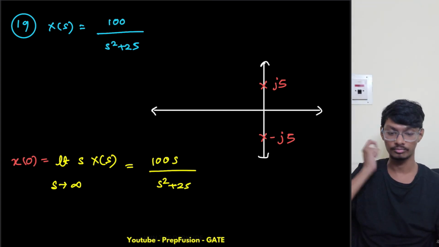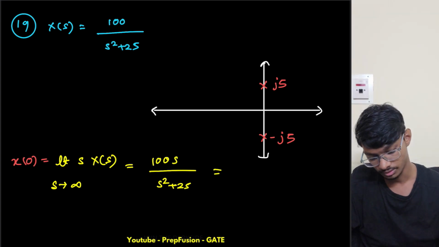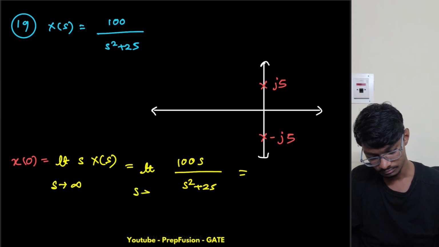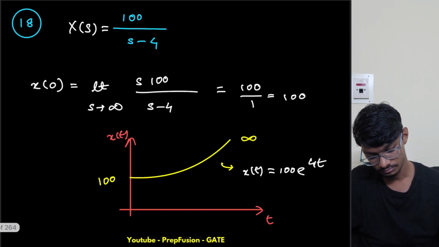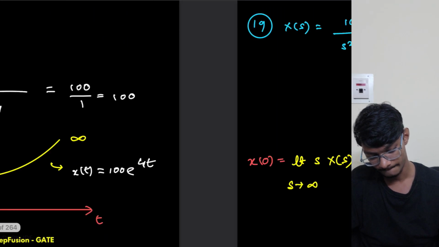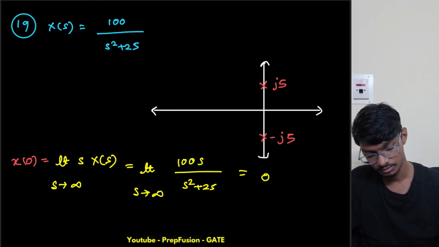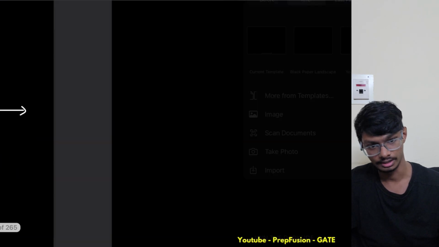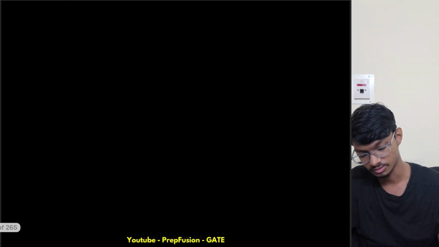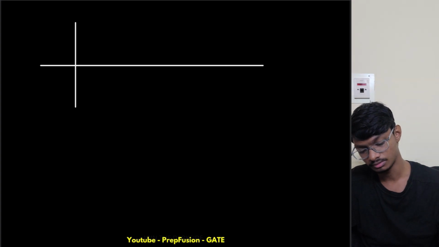Now what do we see? The number of poles is more than the number of zeros, so it will tend to 0. I should write this as the limit as s tends to infinity. It will go to 0, so the initial value is 0. If I plot this, what I can say is this is a sine signal, it will start from 0 only, and it will remain bounded around a certain range.